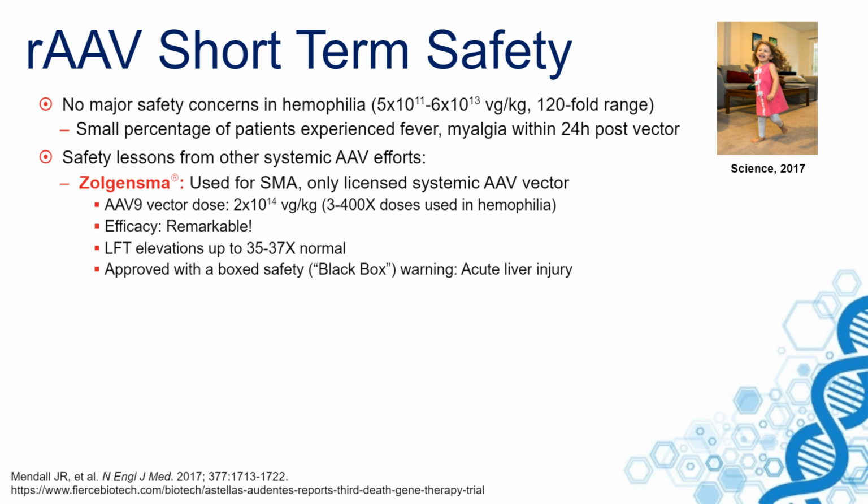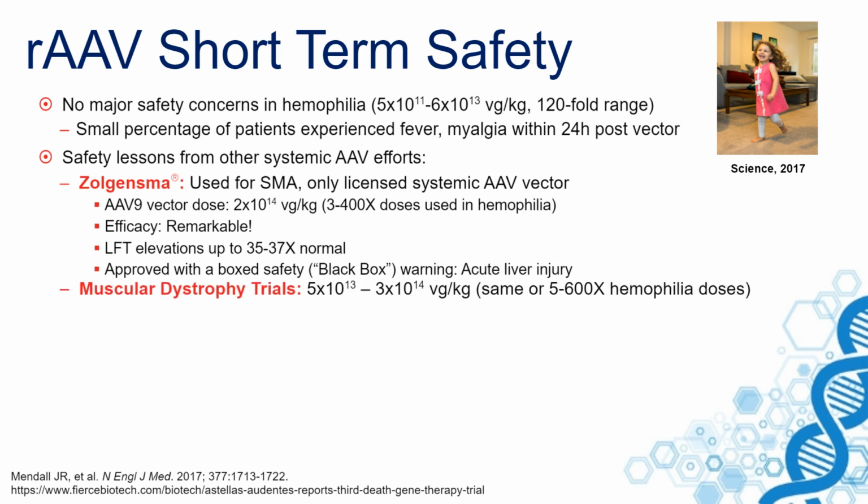It's important to note, however, the doses being used here are quite a bit higher than what's used in hemophilia, up to 400-fold higher. But again, this suggests the potential for liver toxicity. And then similarly, work coming out of muscular dystrophy trials, again using doses higher than what we use in hemophilia, observed acute kidney toxicity and cytopenias with systemic AAV vector doses.